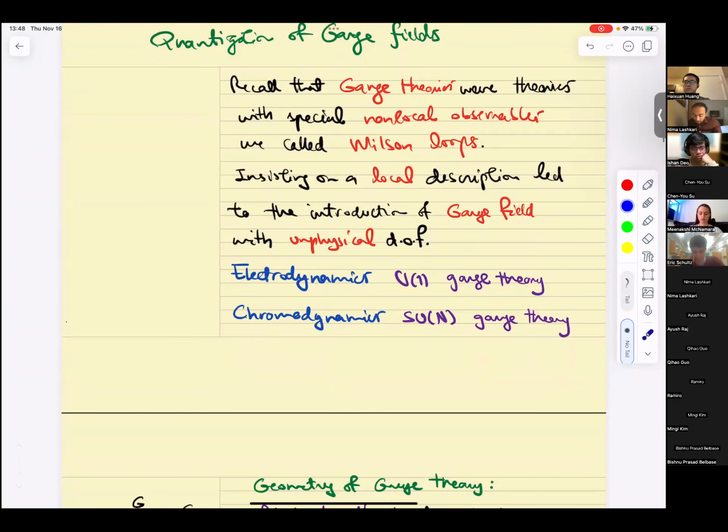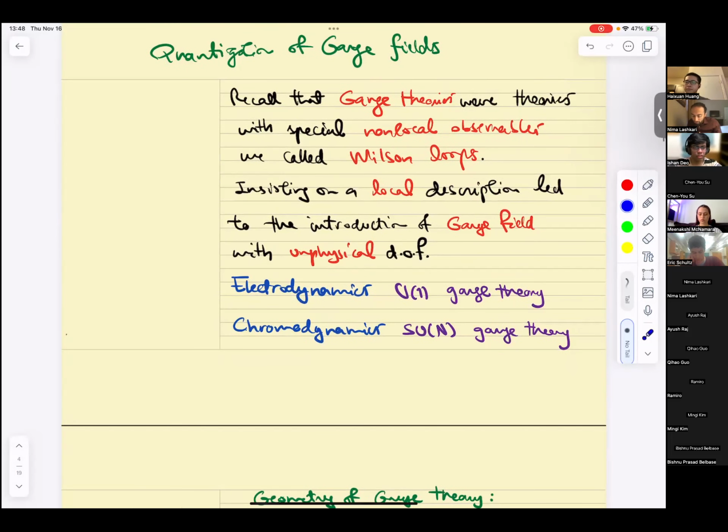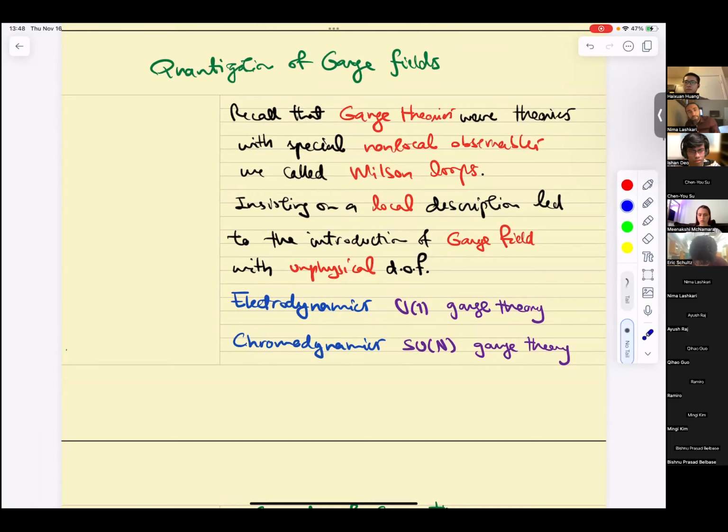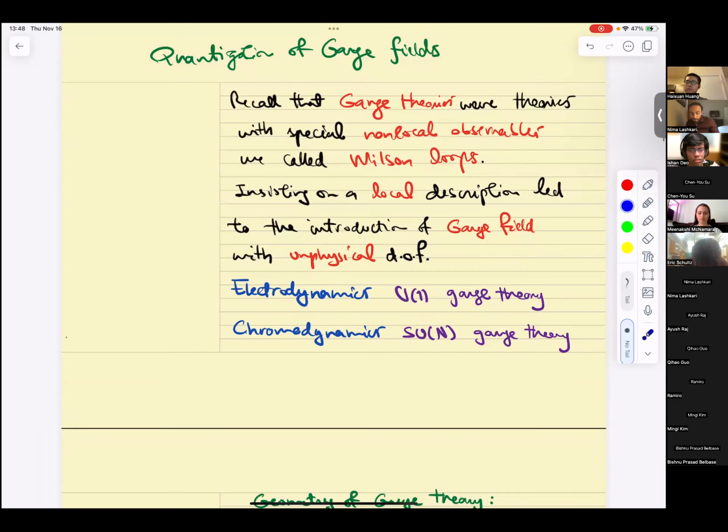The simplest example of this is electrodynamics. This is a U(1) gauge theory, right? And chromodynamics is an SU(N) gauge theory. Chromodynamics is the theory of quarks. Good. Any questions? So today we're going to talk about U(1) gauge theory, and next lecture we're going to talk about SU(N) gauge theory.